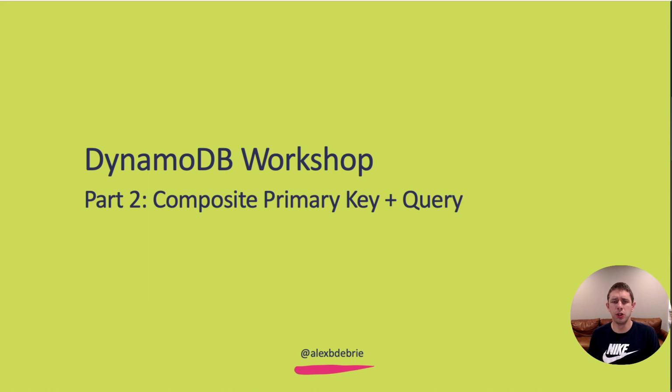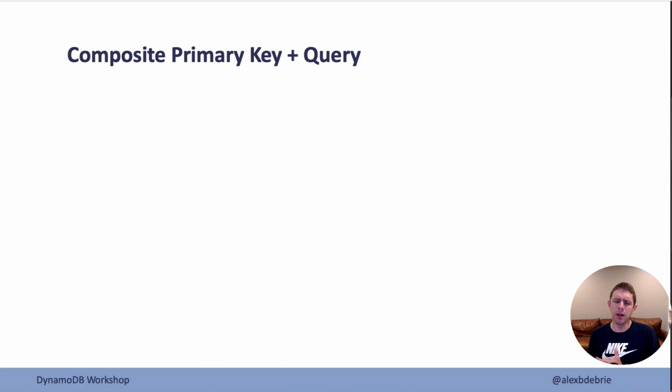This is actually part 2 of the workshop, and it's about the composite primary key and the query operation. What we're going to be doing here is really learning how to operate on multiple items in single requests using DynamoDB. So I want to review what we're going to cover here, 5 different tasks we're going to work through. Number 1, creating a table using a composite primary key, and we'll learn about composite primary keys, how they differ from simple primary keys, and all of that.